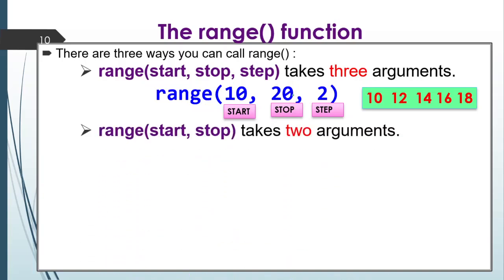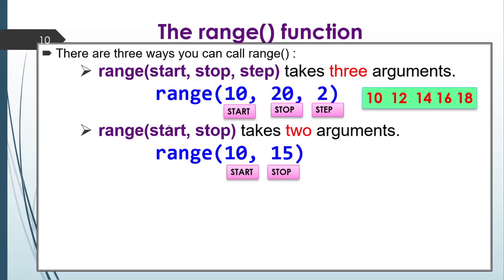The next method is by giving 2 arguments to the range function, start and stop. For example, range 10, 15. The starting number is 10 and the ending number is 15. Here the step argument is not given, so by default the step is 1. So numbers from 10 up to 15, excluding the stopping number: 10, 11, 12, 13 and 14 will be displayed.